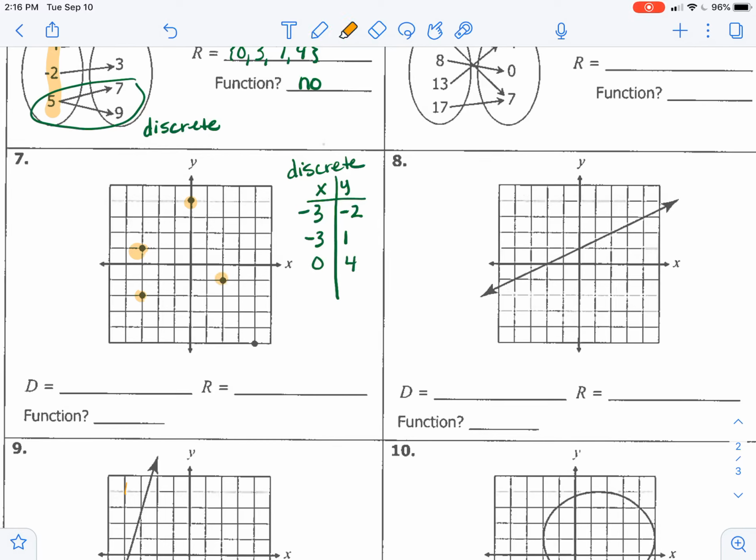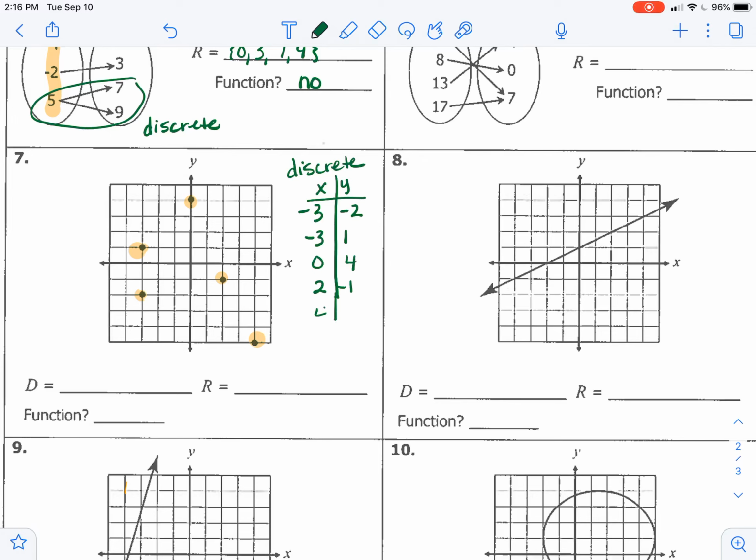And then I'm going to go here. And you could do them in any order. It doesn't matter. I'm just kind of going counterclockwise there. So 2, -1. And then my last point here would be, what is that? 4, -5. Yep. Okay. And that way it makes it easier, because now I have my domain, which is my x values.